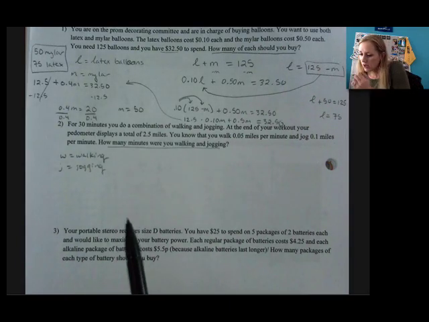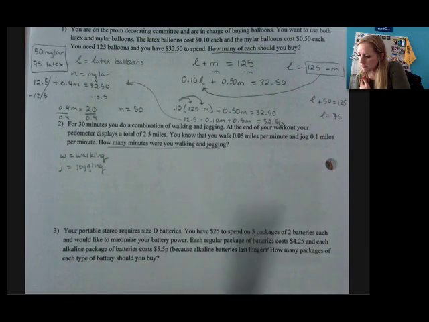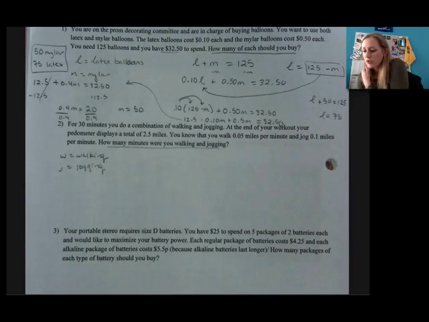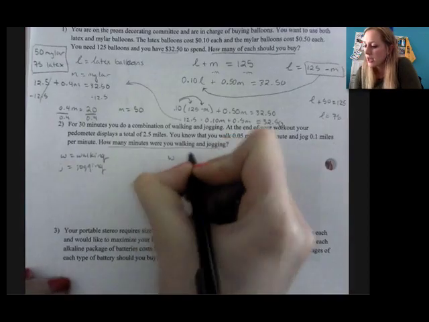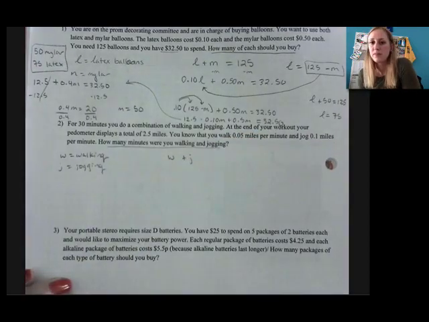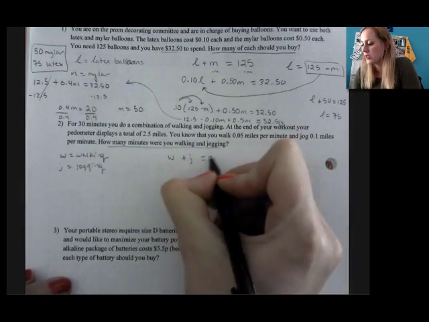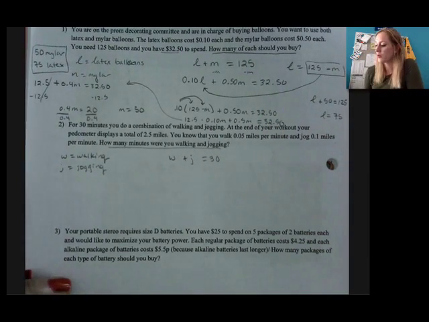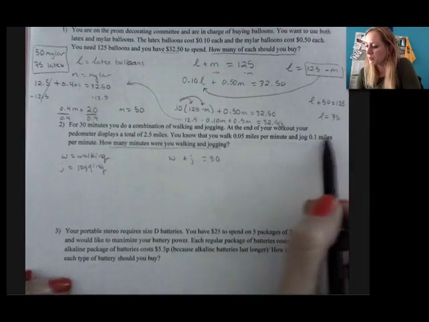I guess kind of time in there as well. So we're doing 30 minutes. The minutes walked and the minutes jogged have to add up to 30 minutes. That's how much time is spent walking and jogging. Now, how much on each one? Well, that's where the speed and miles per minute comes in.